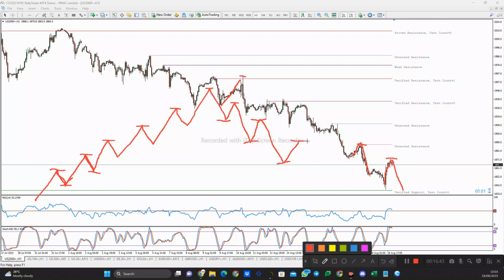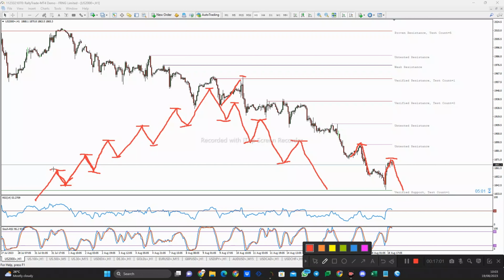Okay, so we should understand trend. Now this is an uptrend. An uptrend is a series of what? Higher highs and what? Higher what? Lows.